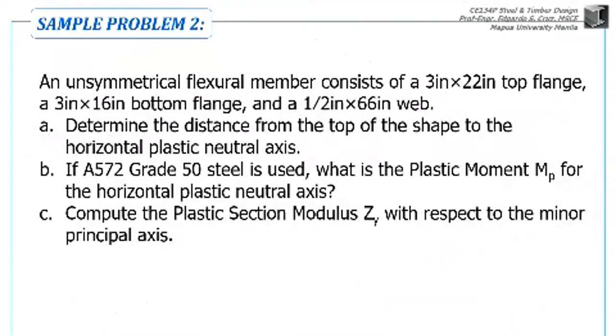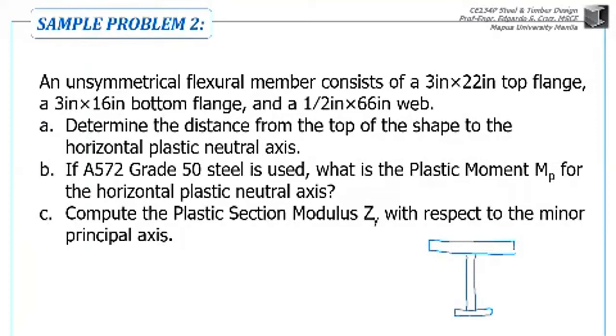Okay, let's have this second example. This time, we have an unsymmetrical flexural member consisting of a 3/22 top flange at saka 3/16 bottom flange. So, ibig sabihin, yung upper flange, 3/22, so mahaba siyang ganyan. Tapos yung ilalim mo is 3/16, so mas maikli lang. Okay, so ganito yung bottom flange. Tapos may web tayo dyan. So ganyan. So that is unsymmetrical I section. Kasi hindi siya symmetrical about X. Pero symmetrical naman siya about Y.